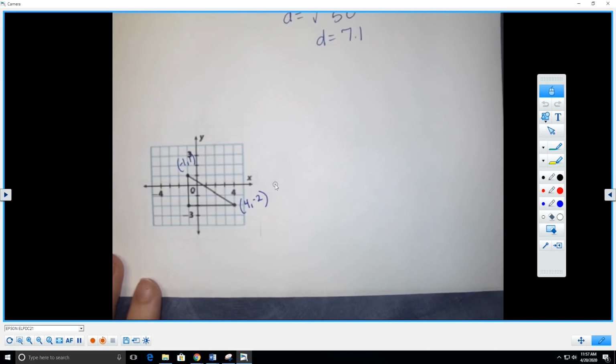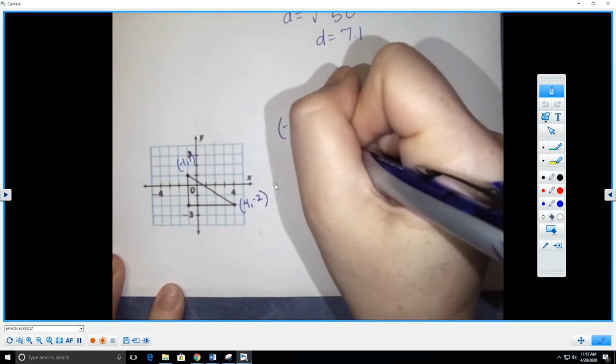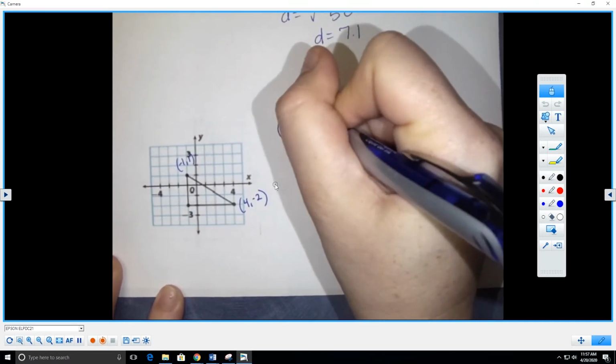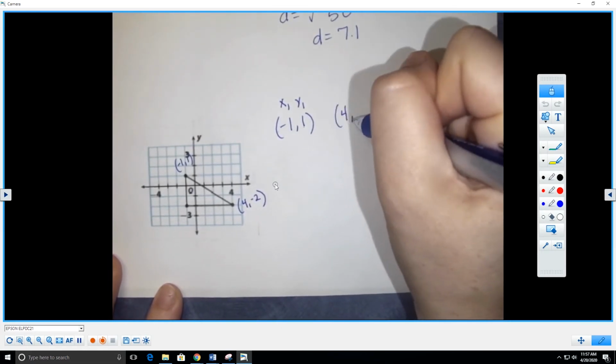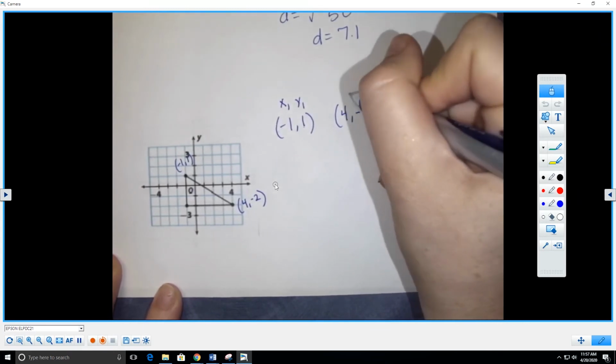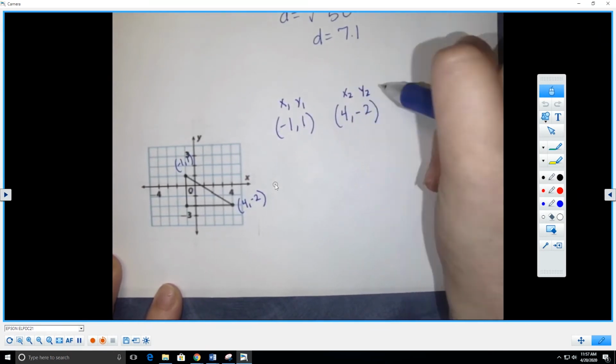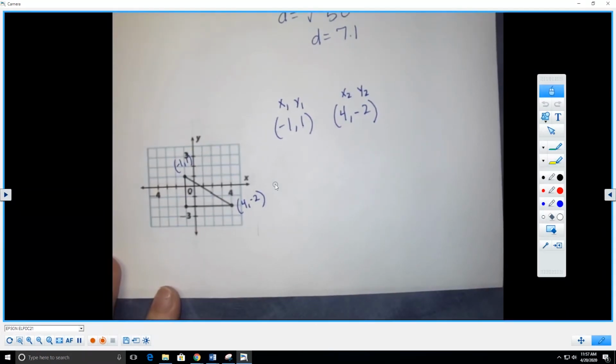Now, we can decide that -1, 1 will be our x1, y1. So I'm going to put -1, 1, I'm going to put x1, y1. Okay. And then that means that we're going to have 4, -2 be our x2, y2. Okay. So by substitution, we can use the distance formula to estimate the length of the hypotenuse like this, right?